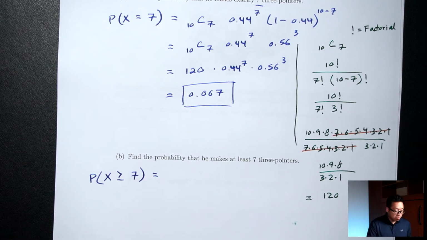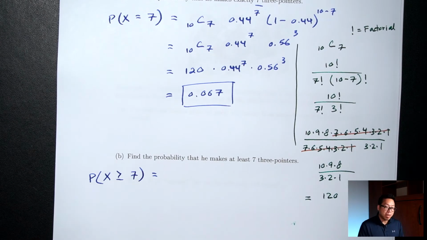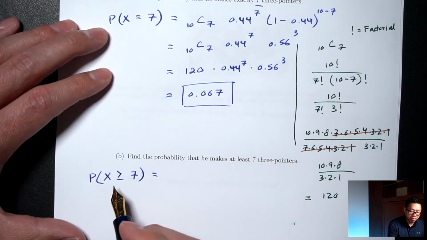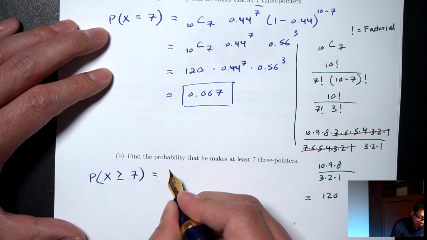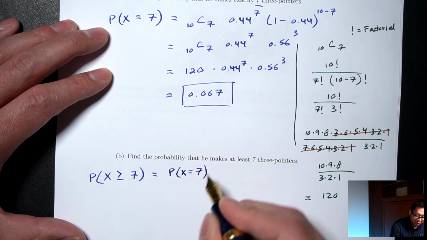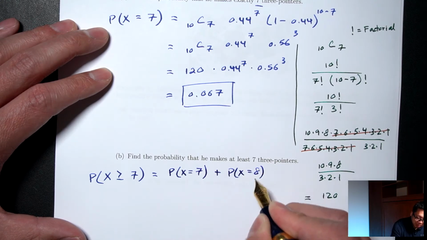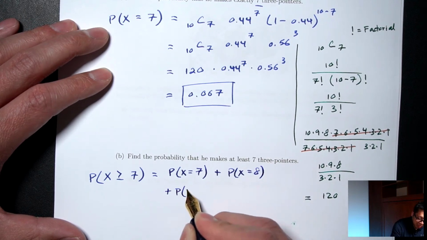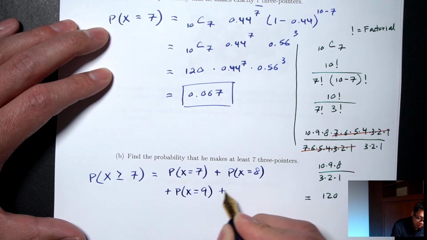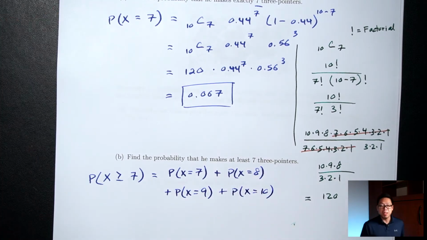Okay? So to find the probability of x greater than or equal to 7, we actually have to take into account all of those things. So the probability of x greater than or equal to 7 would mean we have to compute the probability of getting exactly 7 plus the probability of getting 8 plus the probability of getting exactly 9 plus the probability of getting exactly 10 successes.